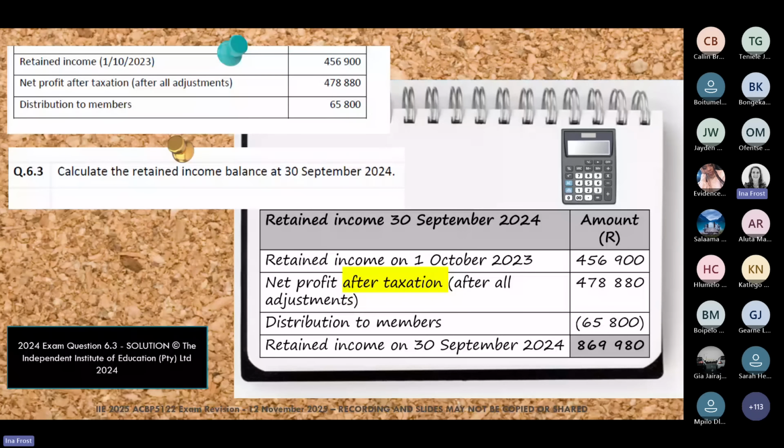So there is the answer. Instead of doing the actual appropriation account, the student just had to do the calculation. So this first number was your opening retained earnings. Then there's your current year profits, and they made it a little bit easier for us. They already subtracted the income tax, so we didn't have to worry about that. And then there is the amount that was distributed to the members. And that then gives us the retained earnings at the end of the year.